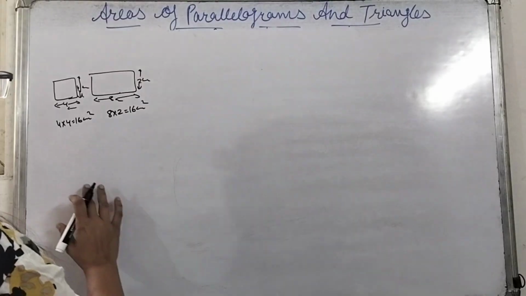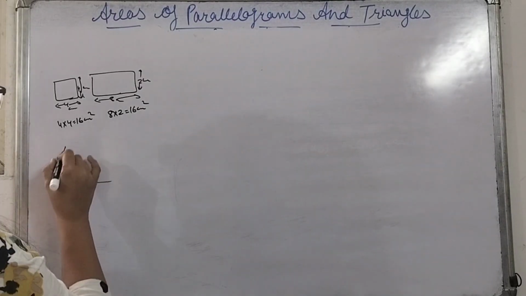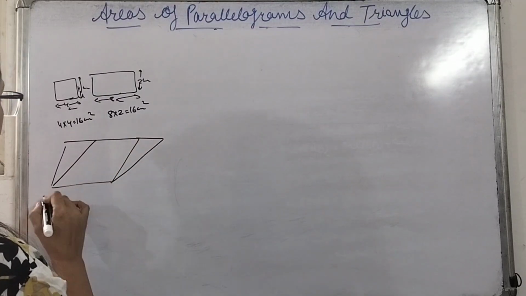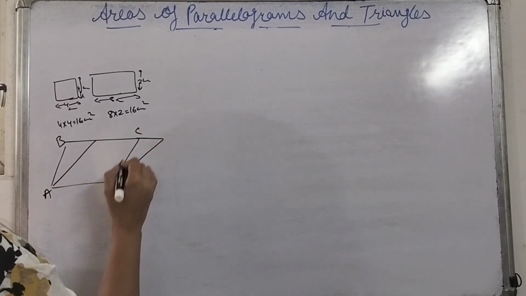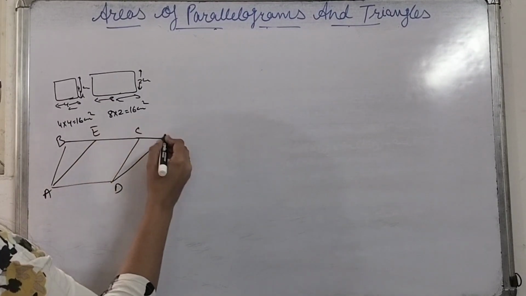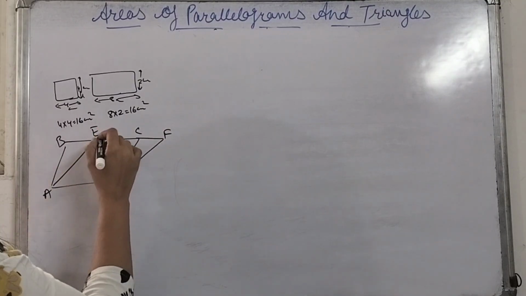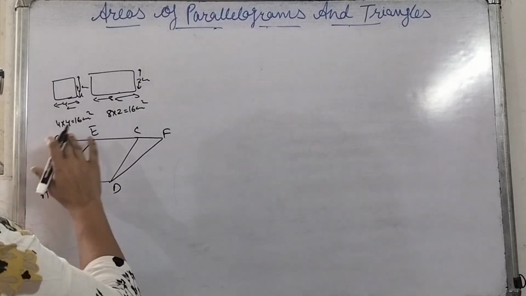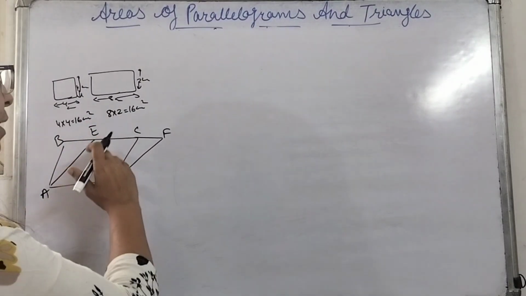Again over here, if we are saying that there are two parallelograms, this is one parallelogram and this is another parallelogram. One parallelogram is ABCD, another is EFCD. These two are parallelograms on the same base and between the same parallels, so their area will be equal.